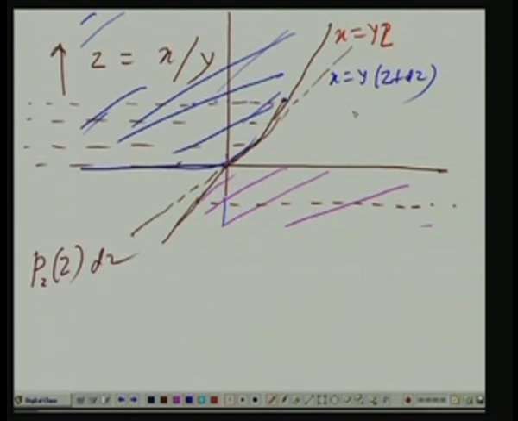So, basically I have to now look for this area, because within this area, for any x comma y, the value x by y will be greater than capital Z and less than capital Z plus dz. That is obvious, right? So, what is the probability of x comma y falling within these triangular sectors? To find that probability, I take points on this line. Maybe I start with a point here, say x y.